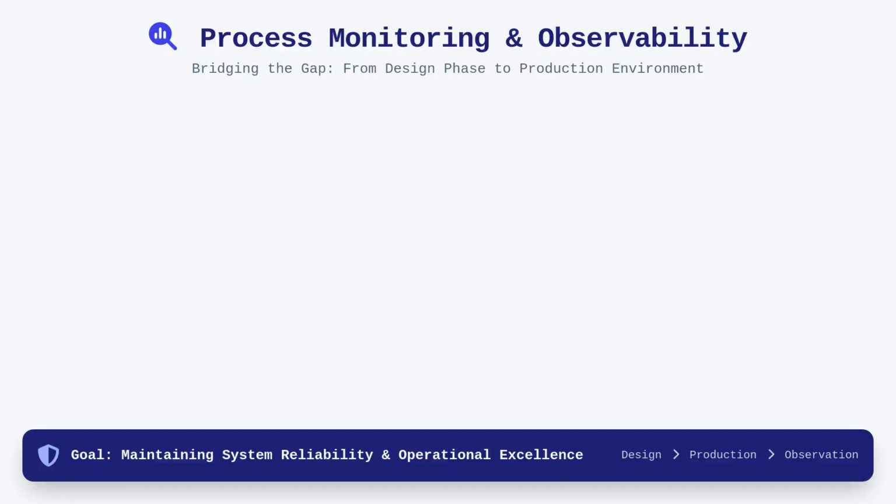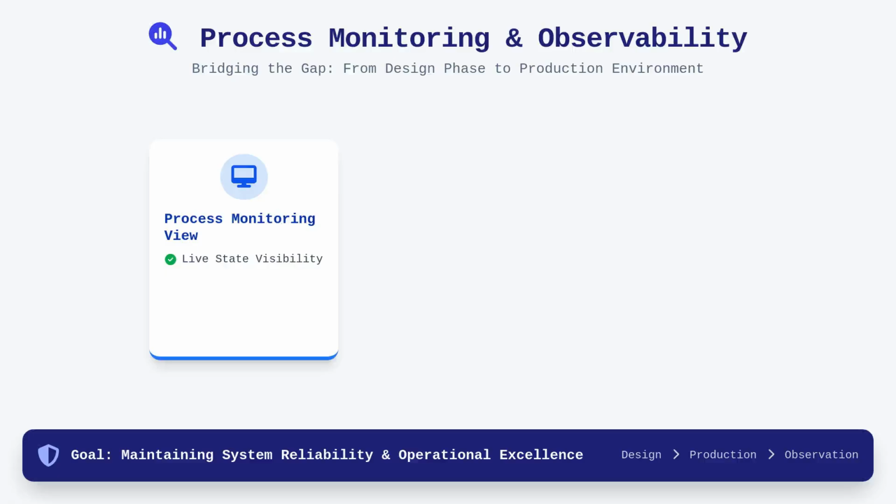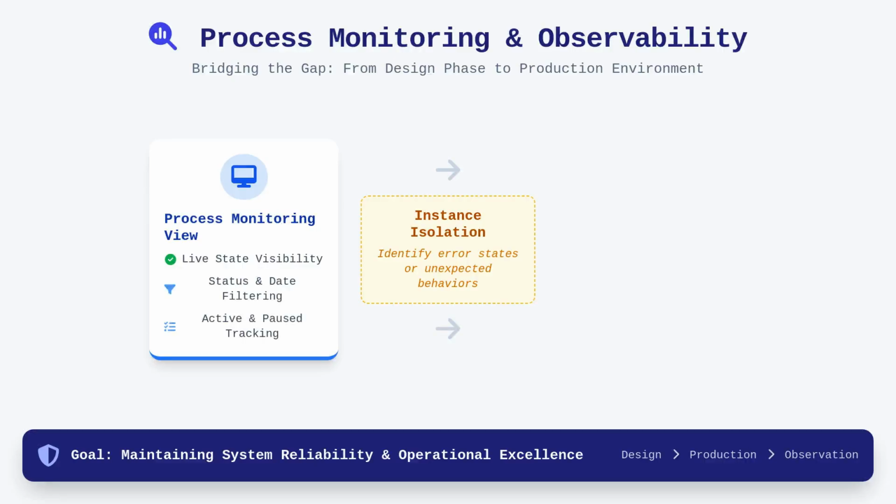The primary tool at your disposal is the process monitoring view, which serves as a window into the live state of your automated workflows. By navigating to this interface, you can isolate specific instances, even those that have entered an error state or are performing unexpectedly. This view provides a high-level overview of active, completed, and paused processes, allowing you to filter by status or date range to narrow your search.